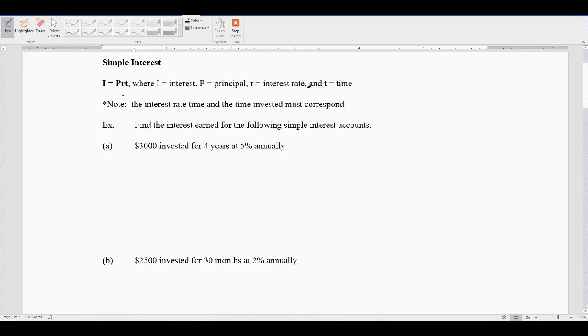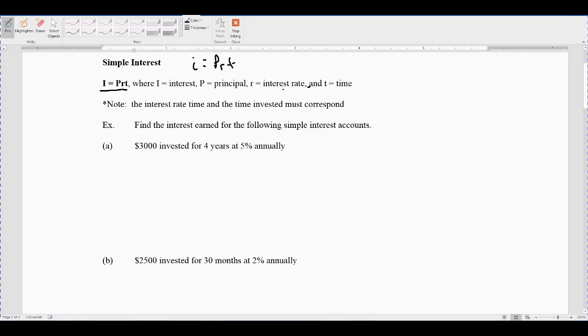Simple interest. Simple interest is a one-time interest on a one-time principal. What we're going to use is the formula I equals PRT. It's actually a lowercase i. The capital P just depends on the book. I is the interest that's earned. P is the principal. The principal is what you invest or borrow.